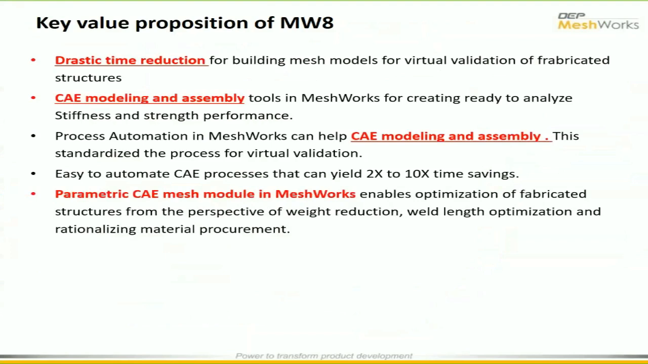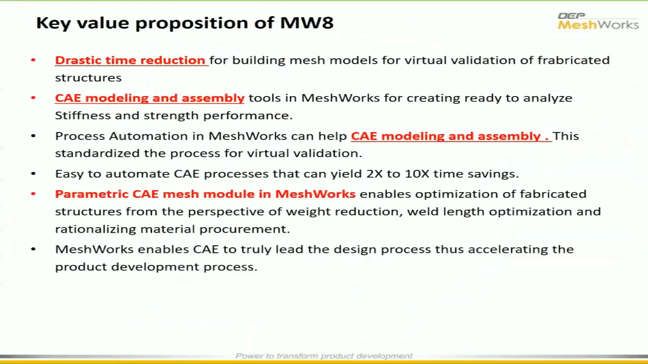So using Meshworks, we can save a lot of time when it comes to process automation. General CAE modeling or assembly or any kind of activity can be automated by using the process automation module, which could save 2 to 10 times the time you're taking with the present workflow. And the parametric CAE mesh modules also help to optimize your fabricated structures by reducing the mass and improving the performance of different problems.